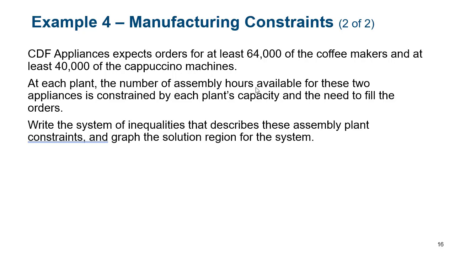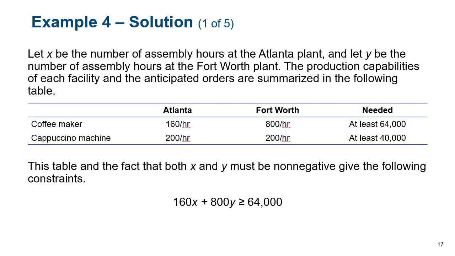At each plant, the number of assembly hours available for these two appliances is constrained by each plant's capacity and the need to fill the orders. So we can write the system of inequalities that describes these plant constraints and then graph the solution region for the system. So this is always a good idea to put everything in a table just to kind of organize your thoughts. So the two different makers, right, coffee, cappuccino, the two different factories, and how many they can do per hour in each, and then how many are needed. And the table and the fact that both x and y must be non-negative gives the following constraints.